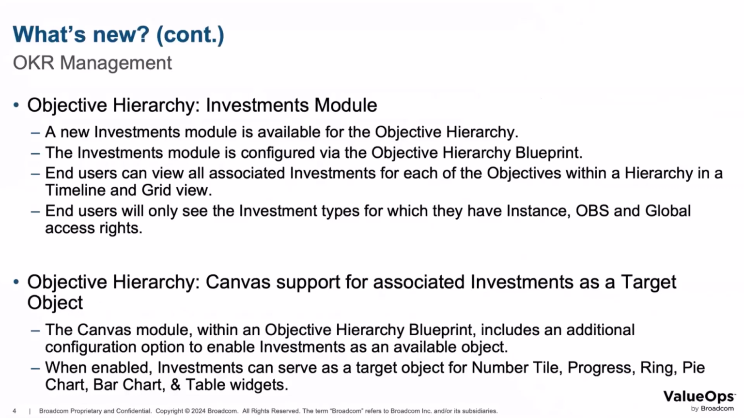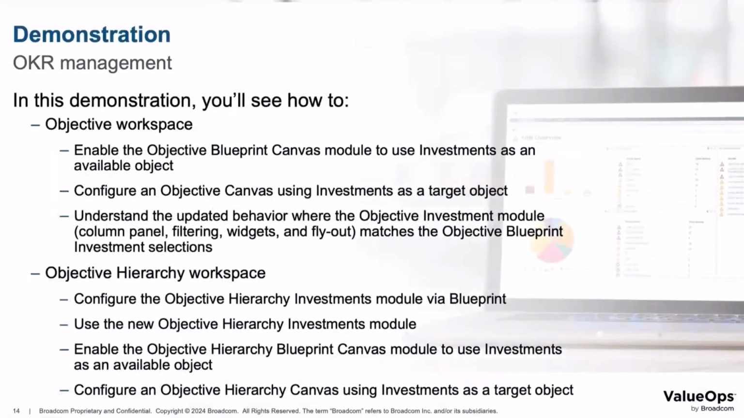Okay, let's get ready to jump into the demonstration. So we'll be working in 2 areas. The first one will be the objective workspace. We'll take a look at the objective blueprint, and we'll learn about the canvas and using the investments as an available object. We'll actually configure the objective canvas as well.